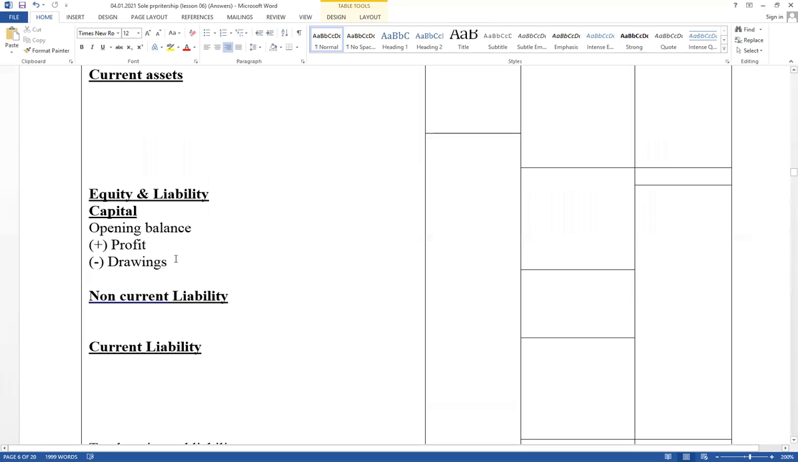After that, equity and liability, prepare the format like this. You have to disclose the composition of equity. Therefore, this is equity, the topic equity. Equity includes capital and retained earnings. Therefore, capital opening balance and profit, drawings. Those are the composition of equity. It includes capital and retained earnings.